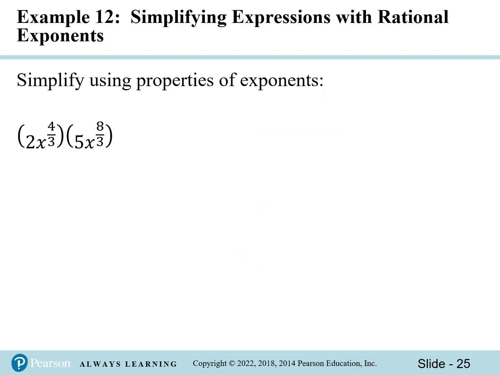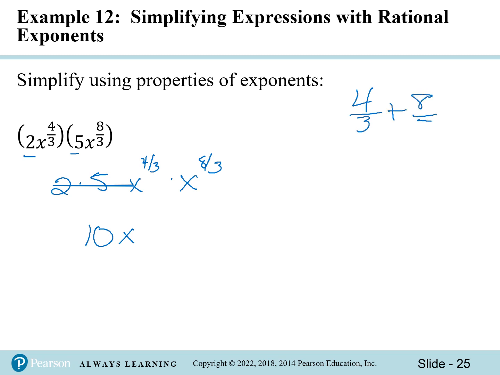Properties of exponents. All right, so we're going to multiply the 2 times the 5, x to the 4/3 times x to the 8/3. So 2 times 5 is 10. We're going to add the exponents. So 4/3 plus 8/3 gives me 12/3, which is 4.